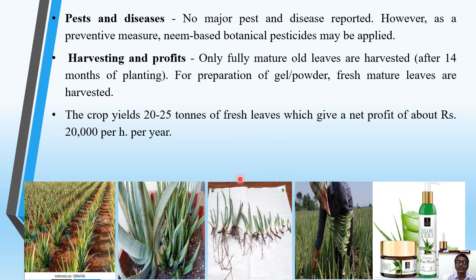About the pests and diseases. Generally, no major pests and diseases are reported. However, as a preventive measure, neem-based botanical pesticides may be applied. About the harvesting, only fully mature old leaves are harvested after 14 months of planting. For preparation of the gel or the powder, fresh mature leaves are harvested. The crop yields around 20 to 25 tons of fresh leaves, which give a net profit of rupees 20,000 per hectare per year.